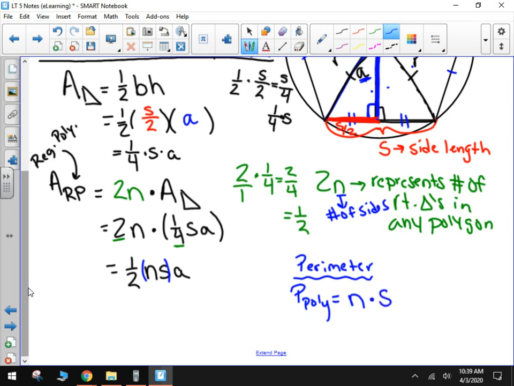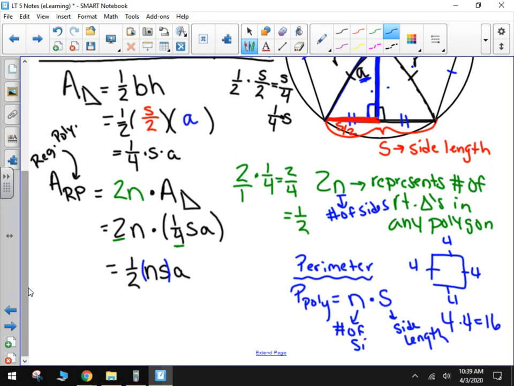So if I have a square and all the sides are 4, to find the perimeter, I just have to take 4 times 4, and I get 16. Or I can take 4 plus 4 plus 4 plus 4 and get 16. So the multiplying is the shortcut, the quick way. So again, side length and number of sides. Instead of putting n and s here, I can change that to be a capital P for perimeter. And that is how we find the area of a regular polygon.